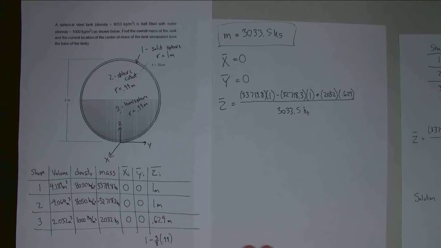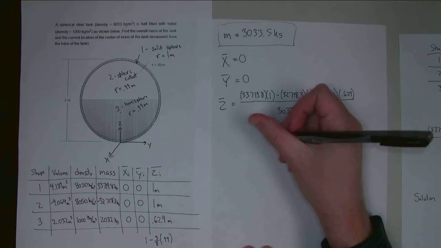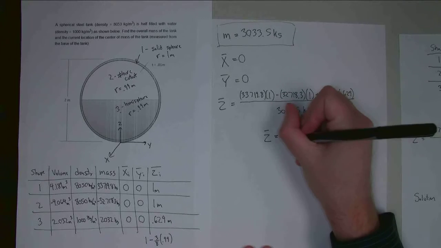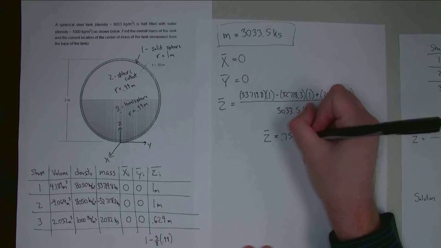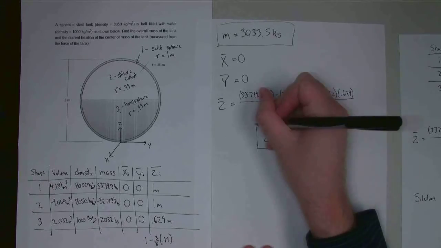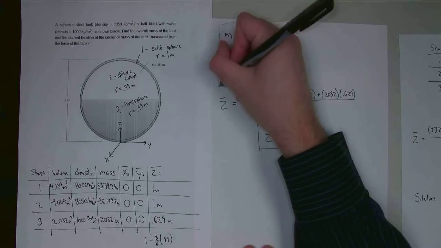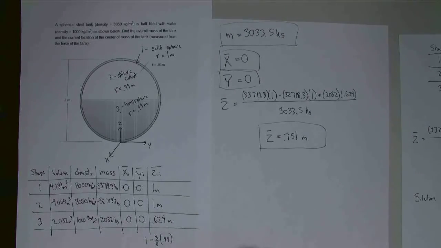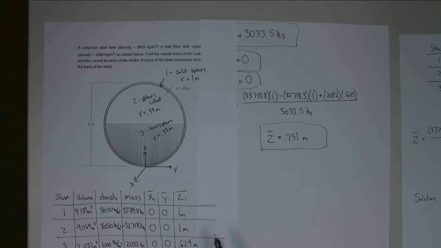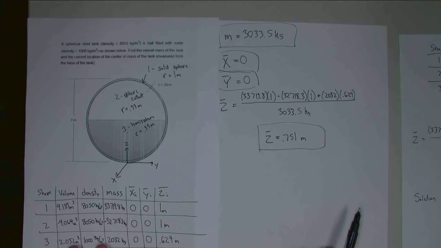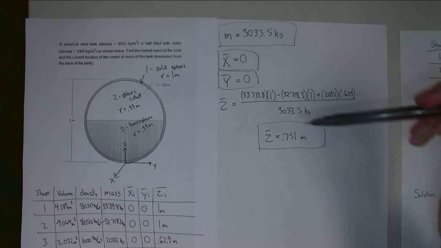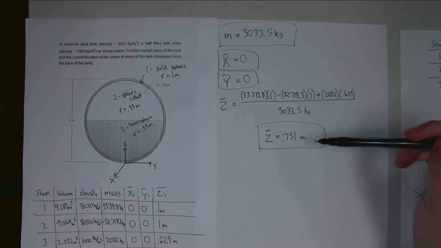And so if I plug in all my numbers and solve for the final result, I'm going to wind up with Z bar of 0.751. And this is going to be units of meters. Alright, and so with that, I've taken my kind of spherical tank that's half filled with water, and I've figured out the overall mass and the x, y, and z coordinates of the center of mass of this object.